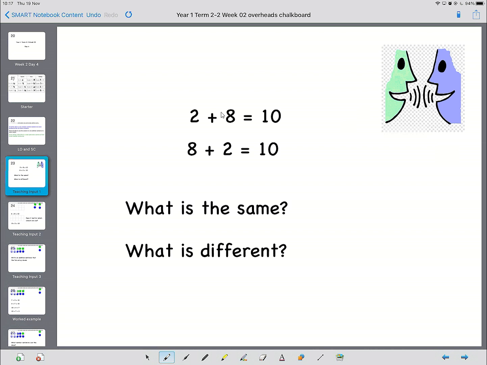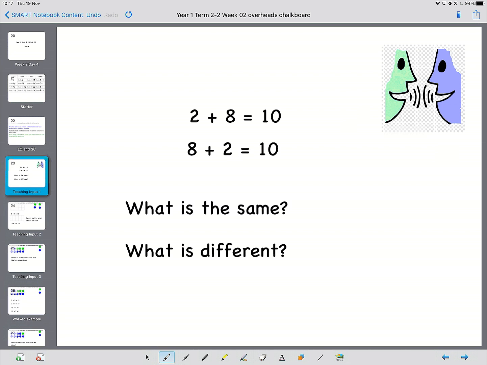So what's the same? Well, the same is they've got the same three numbers. 2 plus 8 equals 10, and 8 plus 2 equals 10. So there's 2 8s, there's 2 2s, and there's 2 10s. Same as they've got the same answer. What's different is the order in which they are written.